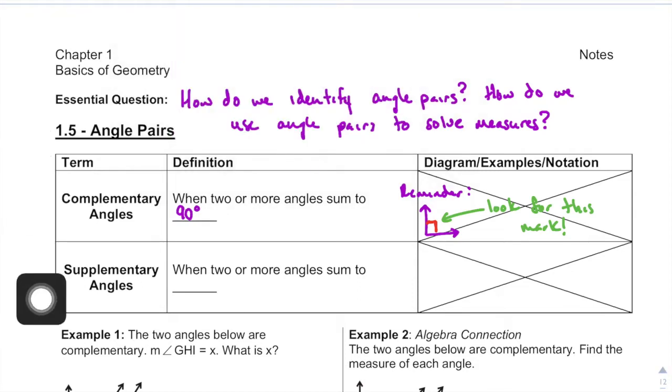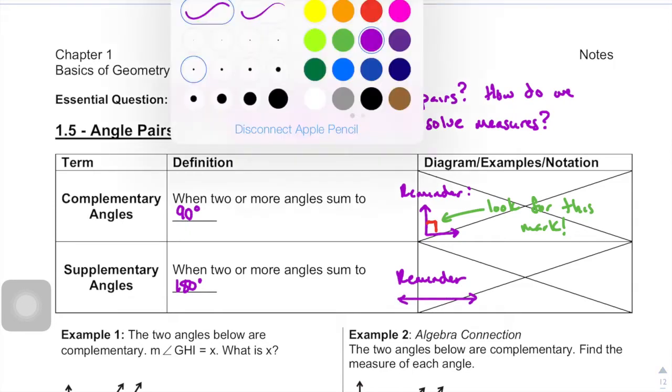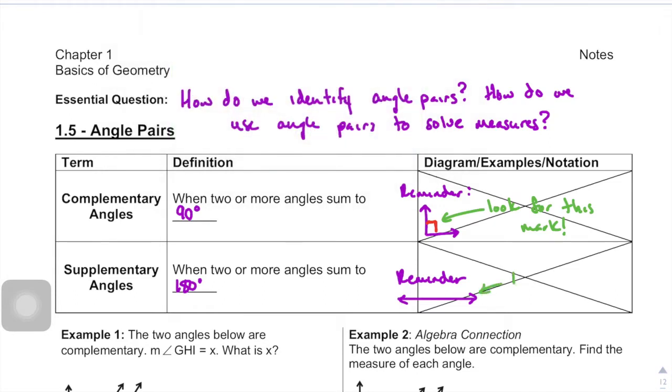The next angle pair we have are supplementary angles, right? When two or more angles sum to 180 degrees. What we're looking for here is a straight angle, right? So straight angles, remember, are just essentially lines, right? So look for straight angles. Now, again, remember, this is a guideline. That's not always going to be the case that they're going to be right next to each other, okay? They may be separated, right?